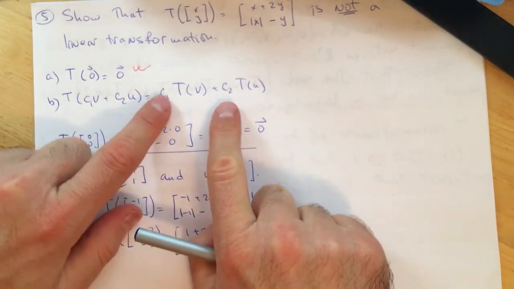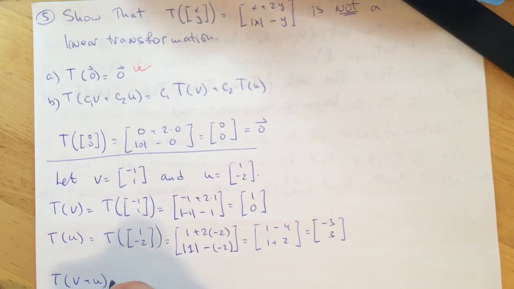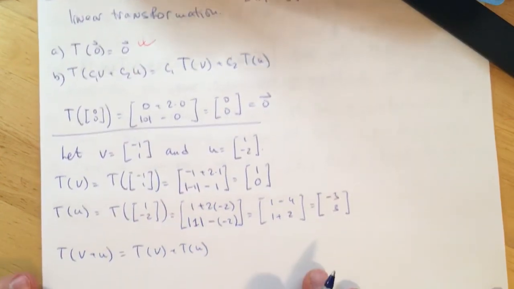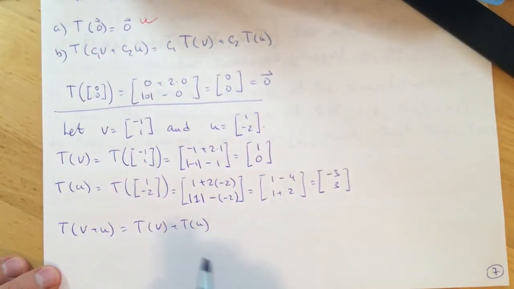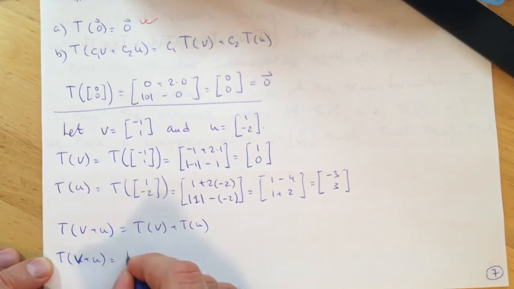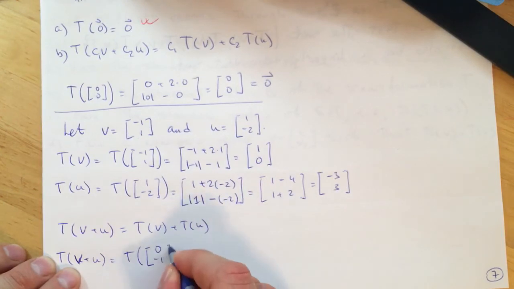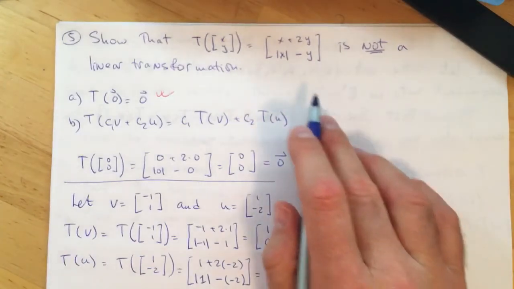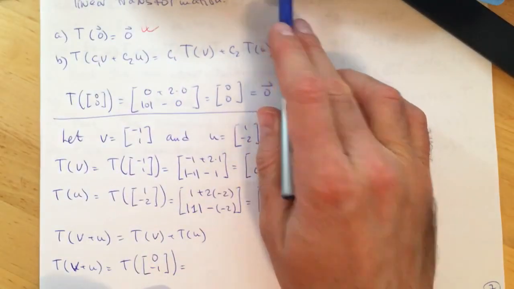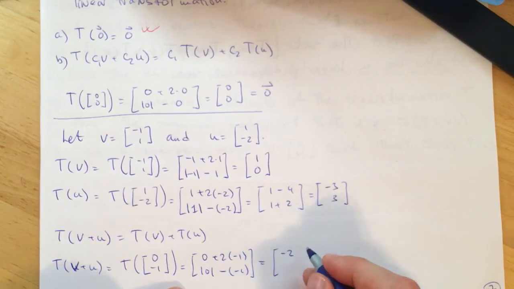Of course, if we take the weights c1 and c2 being 1, we need to show that the following will fail: T of v plus u will not be equal to T of v plus T of u. This is a condition that shows a transformation is linear, but we want to show that this is not a linear transformation. So T of v plus u is T of, well, what is v plus u? Negative 1 plus 1 is 0, and 1 minus 2 is negative 1. By this definition that is 0 plus 2 times negative 1, and the absolute value of 0 minus negative 1, which is equal to (negative 2, 1).